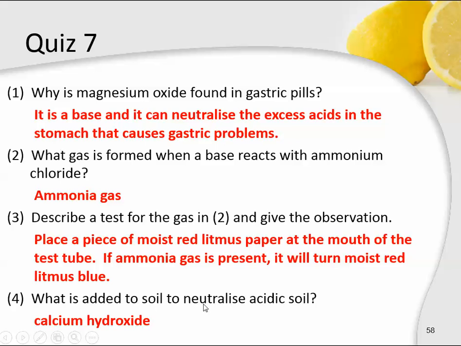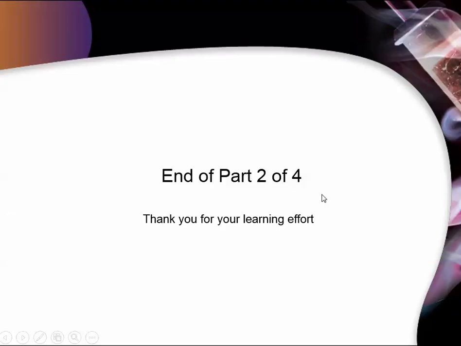What is added to the soil to neutralize acidic soil? Calcium hydroxide. And this is very important. Students, please remember that calcium hydroxide is added to acidic soil to neutralize that acidity. Okay, that's the end of part 2 of 4.